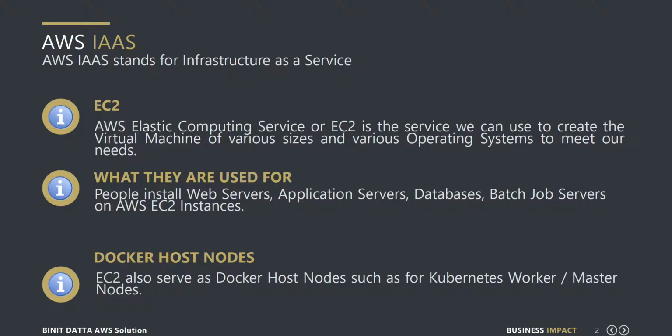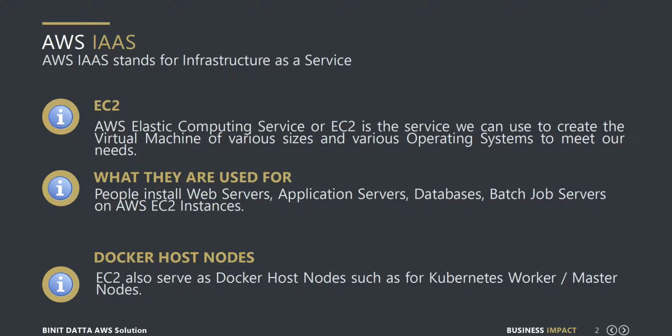So AWS Elastic Compute Cloud, or EC2, is the service we can use to create virtual machines of various sizes and various operating systems to meet our needs. If you need Ubuntu, it is available. If you need Ubuntu of different versions, it is available. If you need Red Hat, Windows, or Fedora, everything is available. And if not, you might search the AWS community for custom images, or you can bring your own, right?